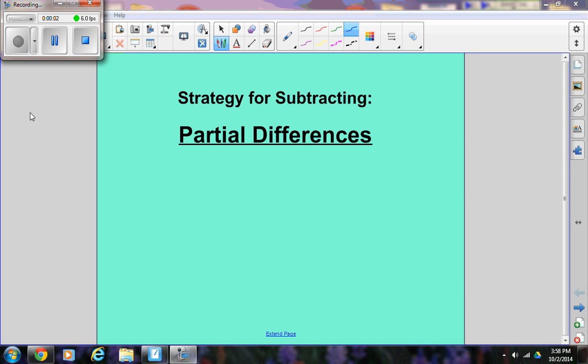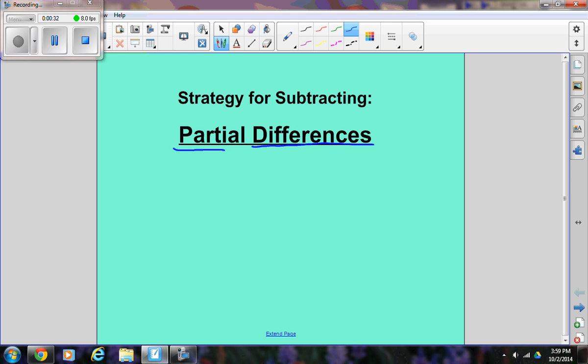In math, we are learning strategies to help us when we are subtracting numbers. One of those strategies is called the partial differences strategy. Partial differences helps you see the value of the numbers when you break them into parts to subtract. We can see the word part in the word partial. And differences is your answer, or your difference is your answer in subtraction.